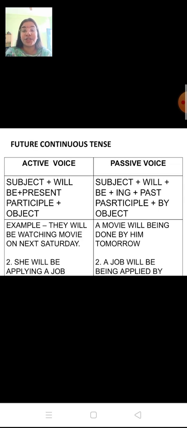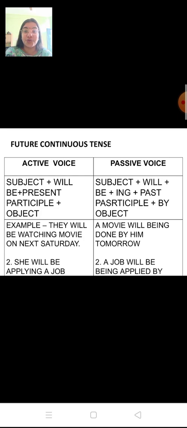Now future continuous tense. The structure of active voice is subject plus will plus be plus present participle plus object. Example is: they will be watching a movie next Saturday.